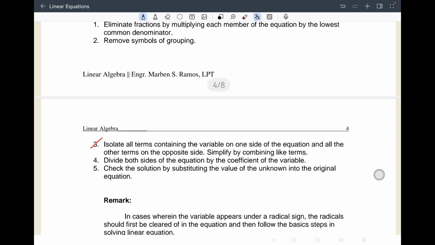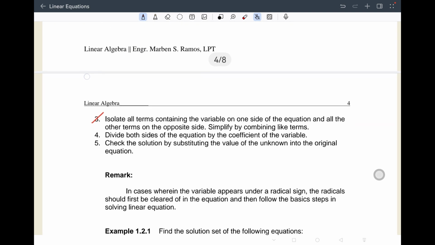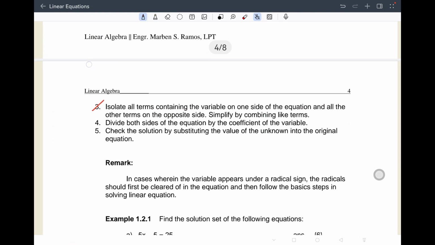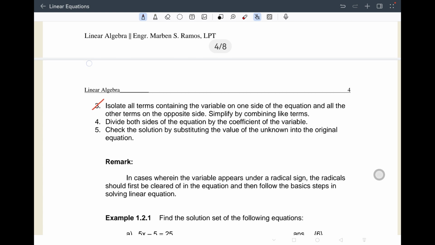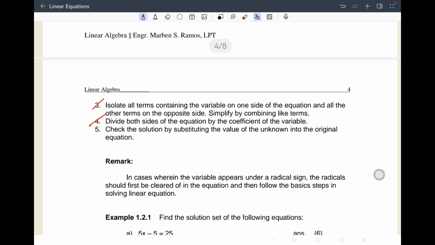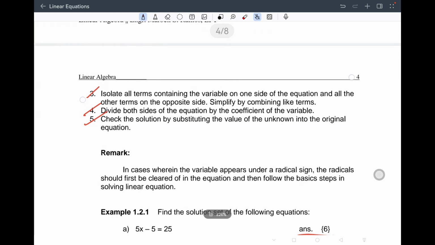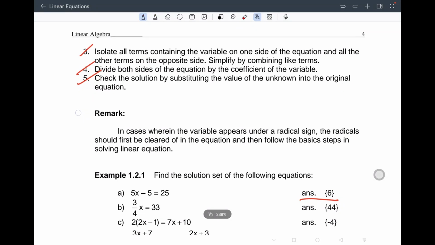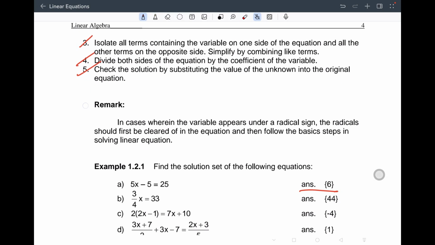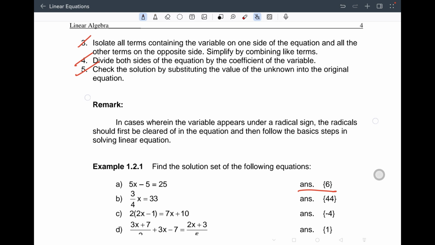Third, we isolate all terms containing the variable on one side of the equation and all of the other terms on the opposite side. And we simplify by combining like terms. Fourth, we divide both sides of the equation by the coefficient of the variable. And 5, check the solution by substituting the value of the unknown into the original equation. Just be reminded that in cases wherein the variable appears under a radical sign, the radical should first be cleared of in the equation and then follow the basic steps in solving the linear equations.